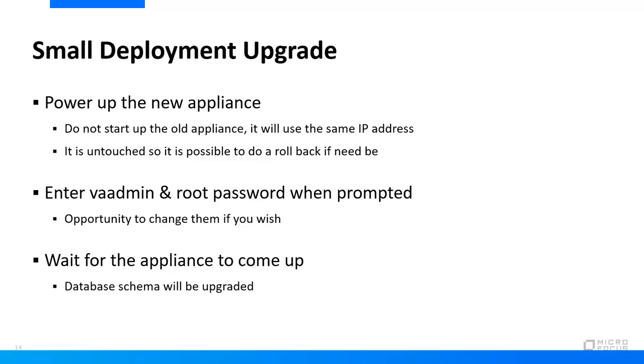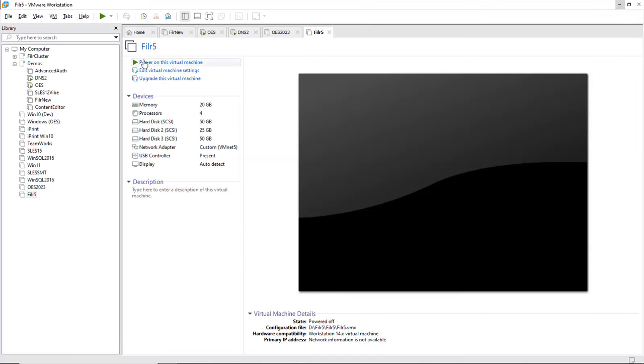When it boots, you're going to be prompted to enter the VA admin and the root password. You can change them at that point if you wanted to. So what it's prompting you for is not the current passwords, but what you want the passwords to be. And then you just need to wait for the appliance to come up. Just be aware that as it comes up, it's going to be updating the database schema. We are adding a few tables and new attributes to the system there. So let's give that a shot. So I'm just going to power on the new appliance.